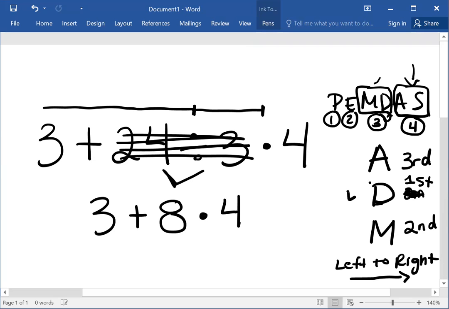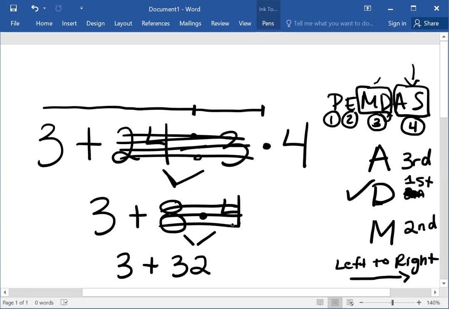So I did division, check. Now multiplication. So I'm going to do 8 times 4. And I'm going to get 32. I can bring down 3 and the plus. Again, this has already been solved. We just multiplied those two things out. So you don't need to bring any of that down. And then you can add as your last step. So 3 plus 32 gives you 35. We did all of our steps, and that's the final answer.